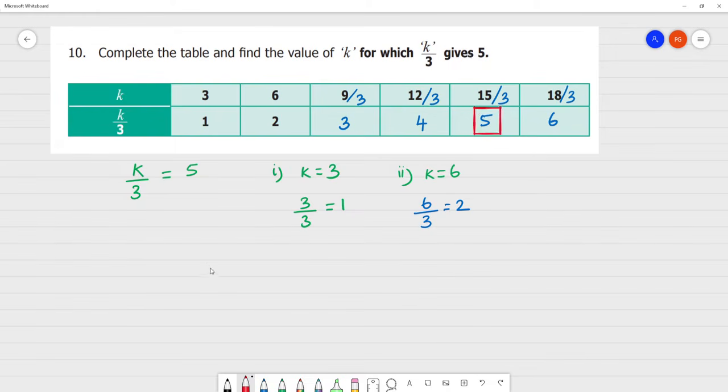அப்போ k ஓட வேல்யூ 15 இருந்ததுன்னா the answer is 15 by 3. That is k by 3 is equal to 5. That means 15 by 3 is equal to 5. இப்போ answer என்னது, k is equal to 15.